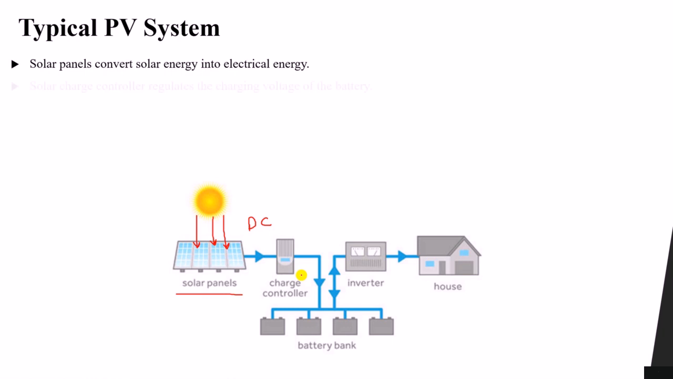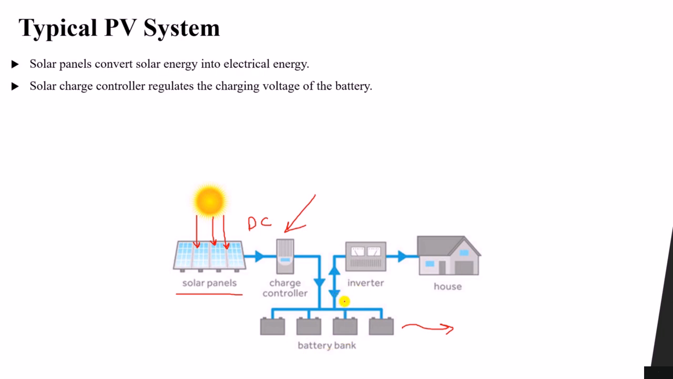The second component is the solar charge controller. This regulates the charging voltage of the battery. Now, as you can see in the system, we have solar panels that produce electrical energy, and we have batteries here. What is the function of batteries? Batteries are used to provide electrical power at night or when the sun is not available. So in order to charge these batteries, we need a charge controller that is responsible for charging the battery.